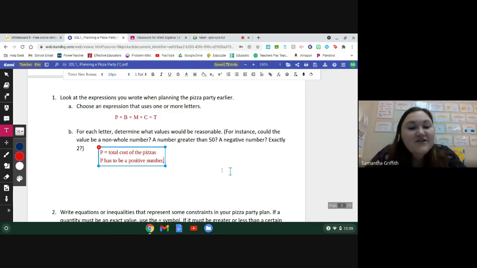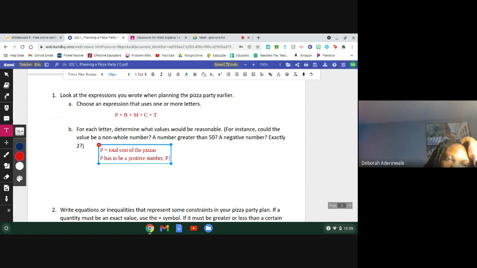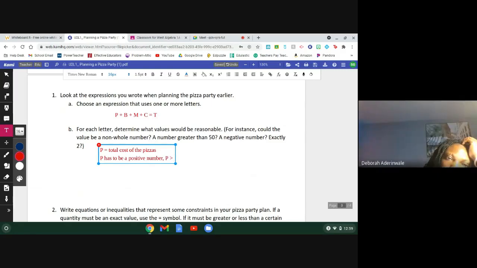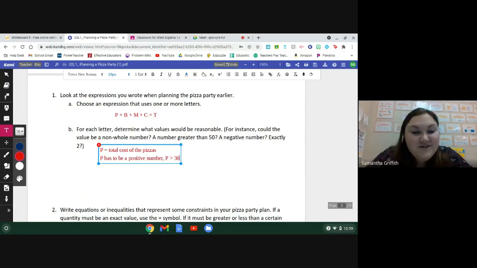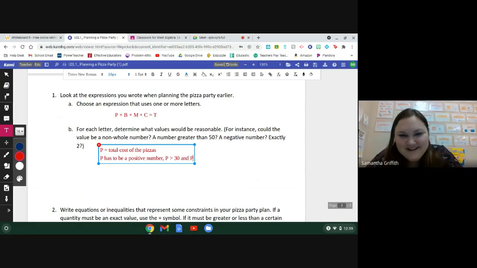Yeah. So there's a way for us to write P has to be a positive number using an inequality. We want to say P has to be a positive number. How could we do that using a less than or a greater than sign? P is... we use greater than. P is greater than what? Greater than 30 or 35. Okay, but less than 50. Yeah, and P is less than 50.